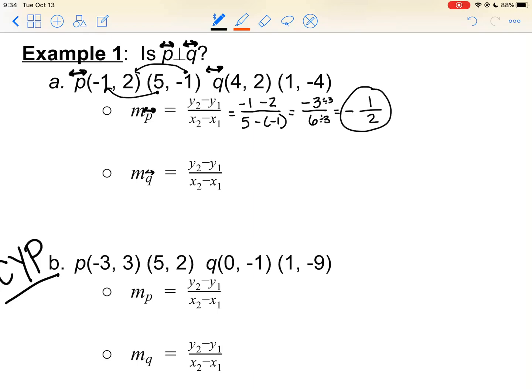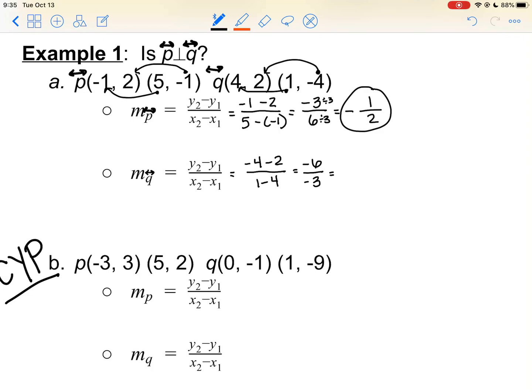Next, we're going to find the slope of line Q. The second set of points, (4, 2) and (1, -4), are the x and y values of line Q. And we're going to find the slope of it by doing that same formula. So y2 minus y1, -4 minus 2. And then on the bottom, x2 minus x1, so 1 minus 4. As I subtract across the top, I have -4 minus 2, which is -6. And on the bottom, I have 1 minus 4, which is -3.